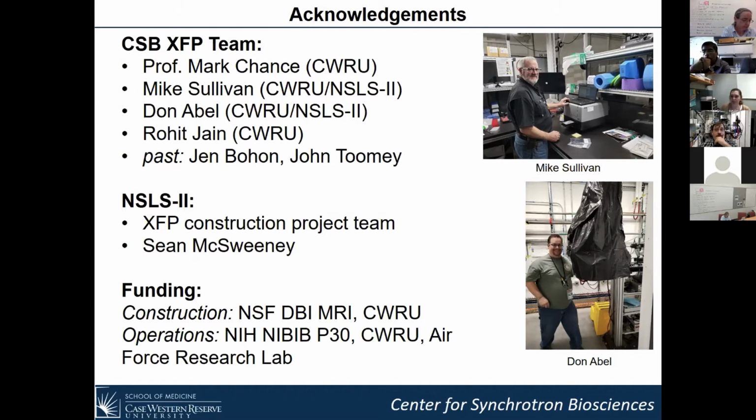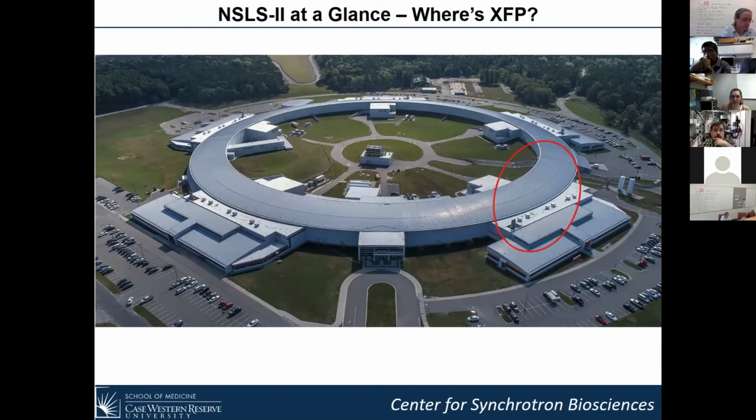What you see here is an overview of NSLS2, and the little circle that I have there shows the location of the structural biology beamlines, in particular XFP. This is a $1 billion machine completed in 2014, and operational since 2015. About 28 beamlines are operational right now, and about half is built out. We have scope for about 25 to 30 more.